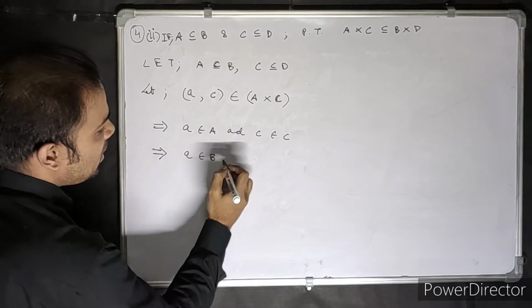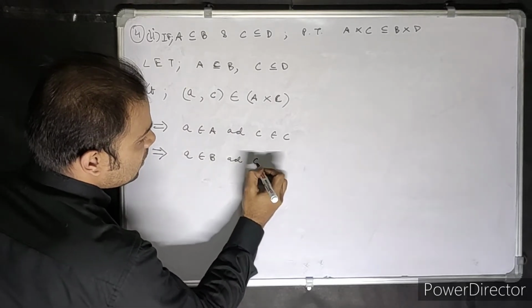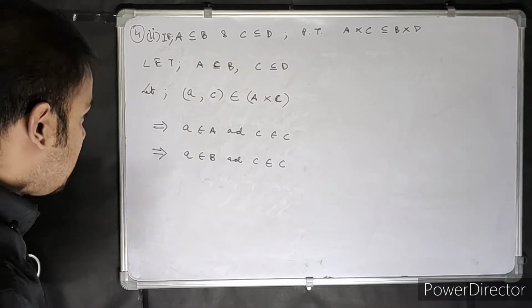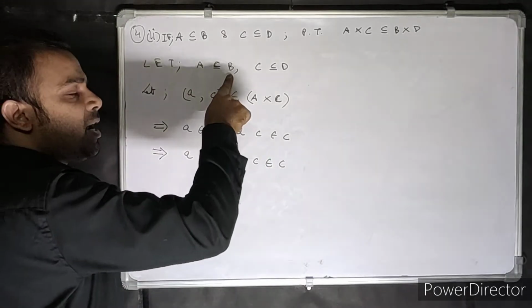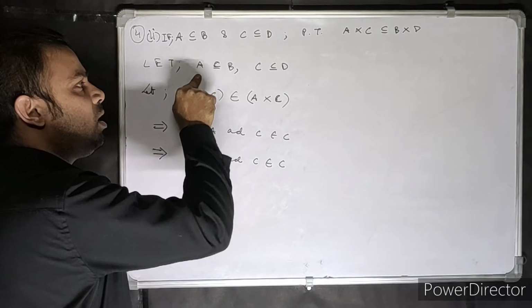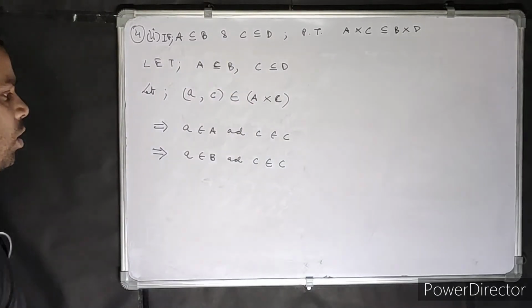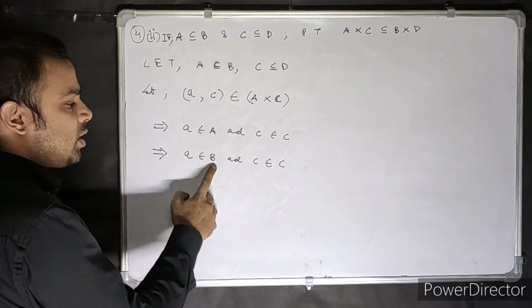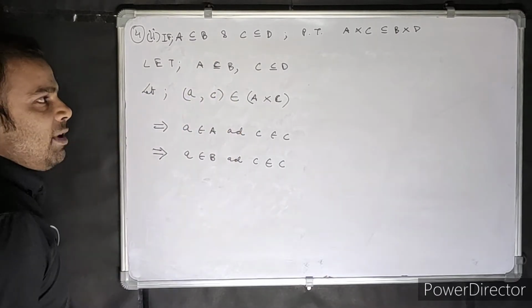Because A is a subset of B and C belongs to C. What does subset mean? It means that this is contained in this. The elements that you will find here, you will find here also. So that means if a belongs to the set A, then a belongs also to the set B.